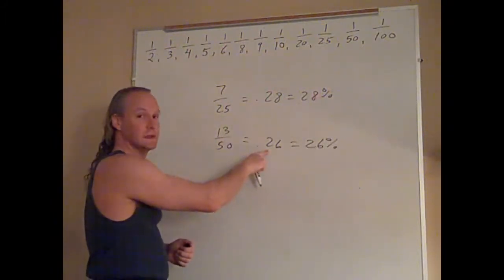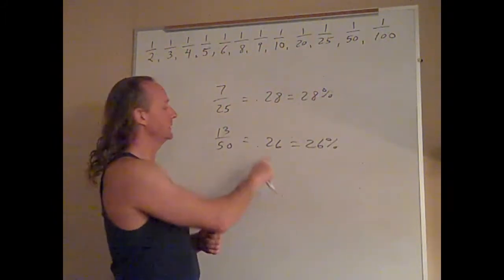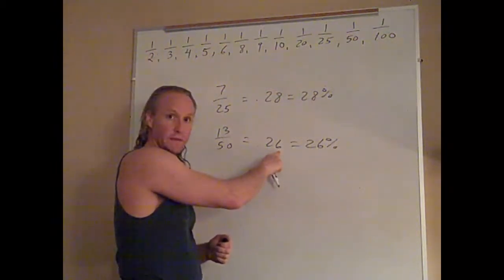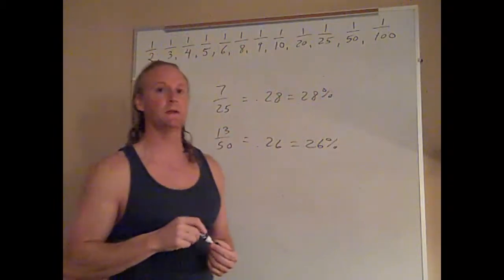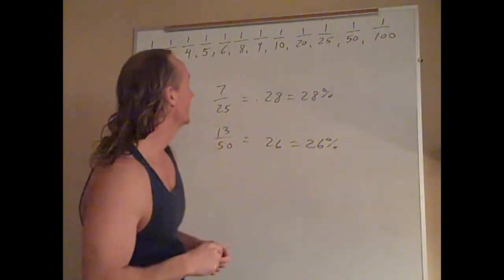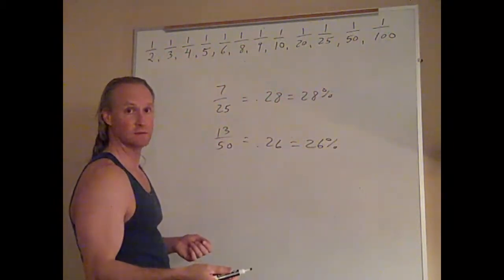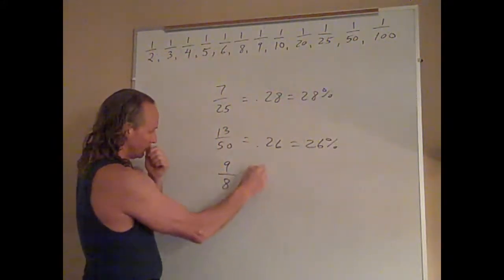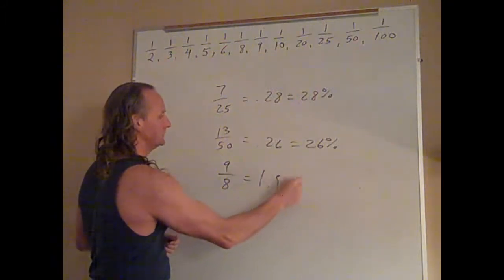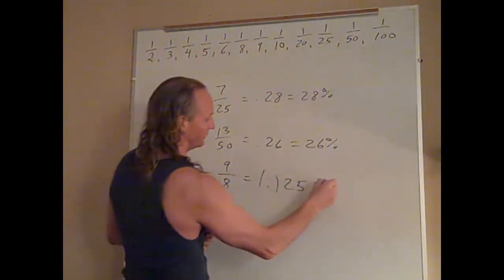By the way, we don't read this 0.26, we read it 26 hundredths. This is 28 hundredths, and I use that fact to make this a little bit easier. Suppose someone had picked, I don't know, 9/8. This is an improper fraction, which is 1.125, which is 112.5%.